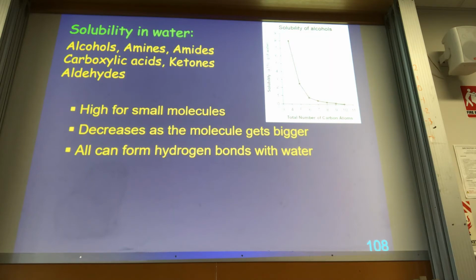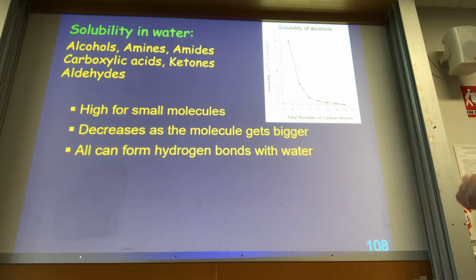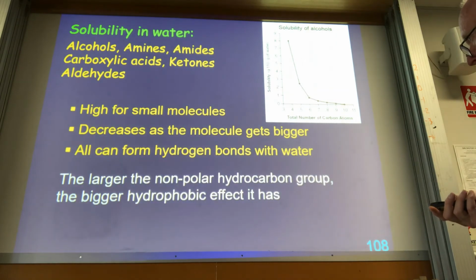So the strength of the hydrogen bonding in water is sort of up against the hydrocarbon bits, which would much rather be connected to each other than the water. The water would much rather be attracted to other water molecules than the hydrocarbon. So as the number of carbons gets bigger, the solubility decreases. Larger non-polar hydrocarbon group, bigger the hydrophobic effect, the lower the solubility.